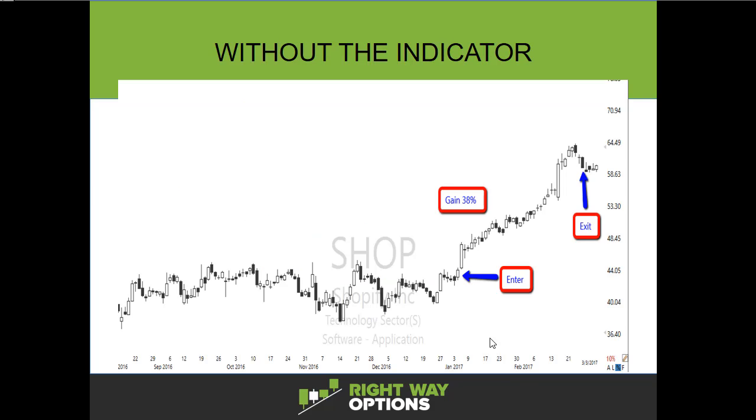So this chart I showed you in the first video, and this is just a real simple entry and exit with a 38% gain. Well, how do you go about finding that entry? How do you get in? How do you get out?